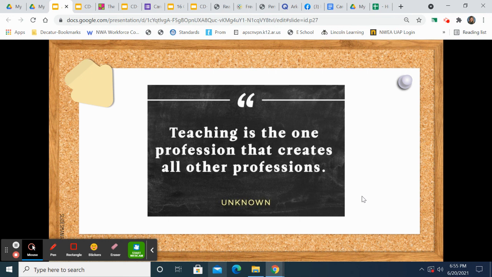I just want to leave you with this quote: teaching is one profession that creates all other professions. And if you're a career development teacher, you are exactly doing this. You are helping students find their strengths and their weaknesses and putting that into their thoughts to become a professional one day.